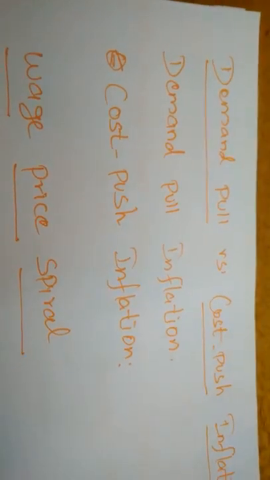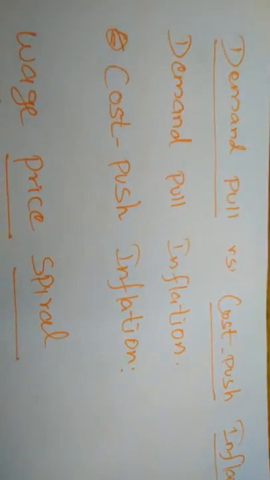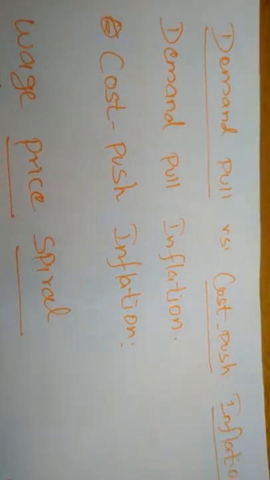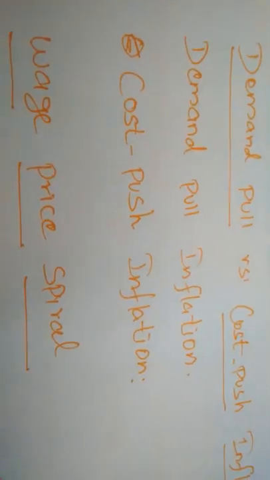So in this situation, when the cost of production increases, whenever the cost of production is increased, the increased cost of production will be added to the price of the commodities.